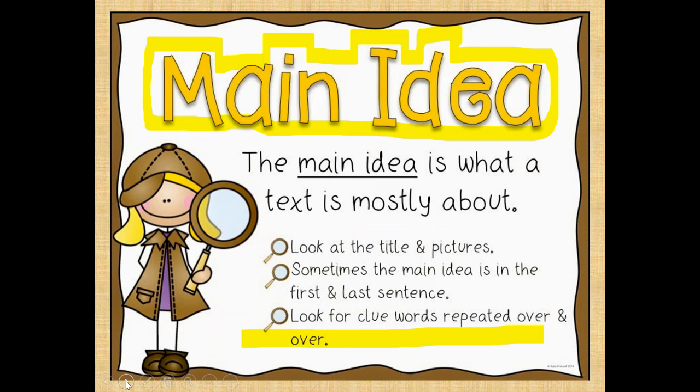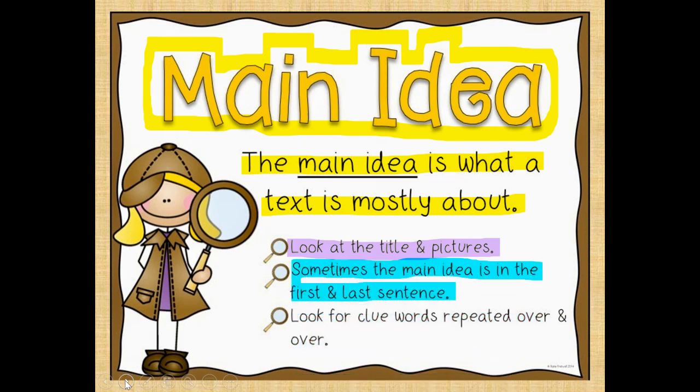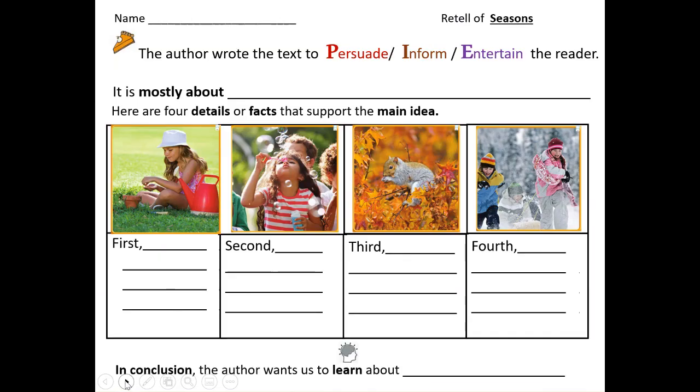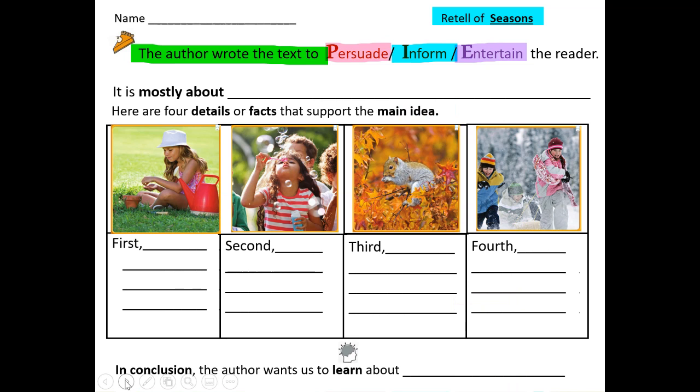Main idea. The main idea is what the text is mostly about. Look at the title and pictures. Sometimes the main idea is in the first and last sentence, and look for clue words repeated over and over. So we're going to orally retell the main idea and four important details from the text before we actually get to writing. So the author wrote the text to either P, persuade, I, inform, or E, entertain the reader. Remember, it's as easy as PIE, P-I-E.